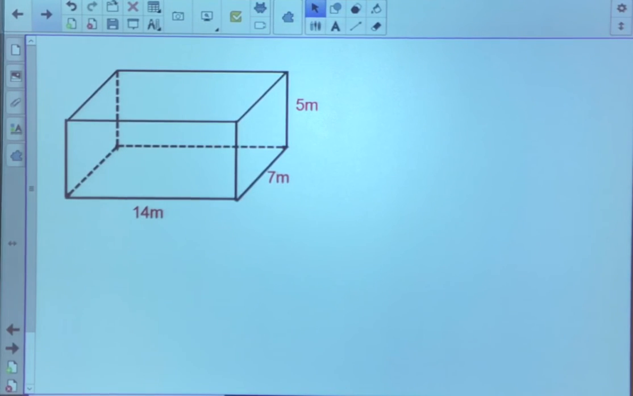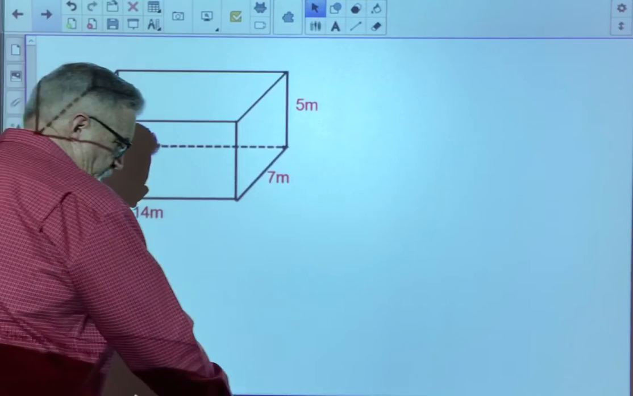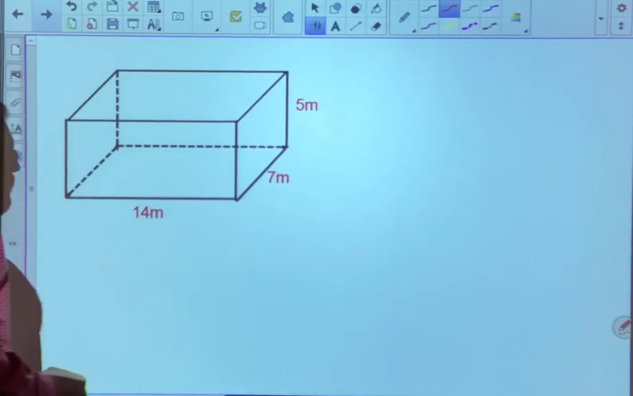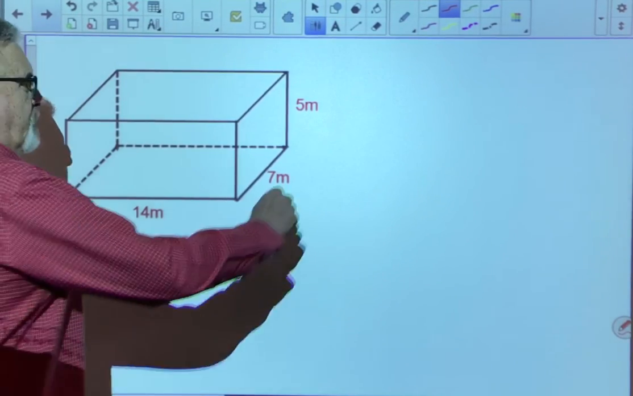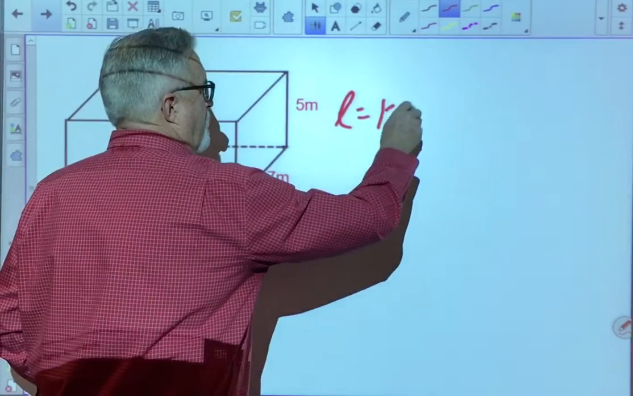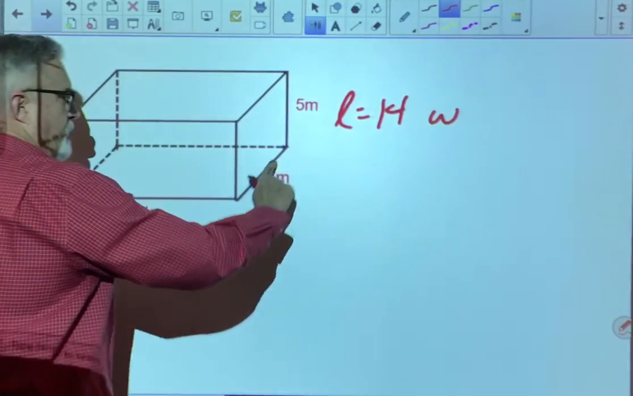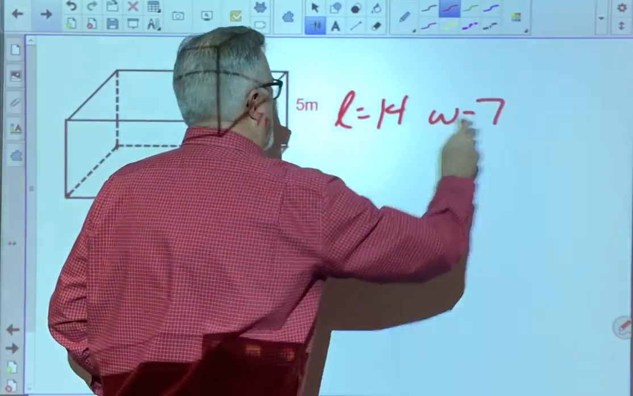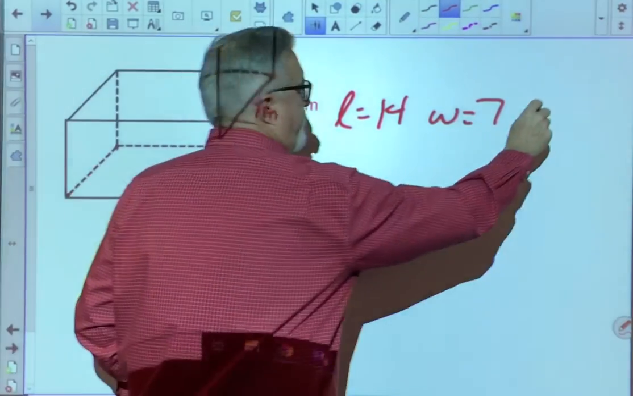Here's our next example, and let's just start from scratch. The first thing I want to do is identify our length, width, and height. We have a length of 14, a width of 7, and a height of 5.